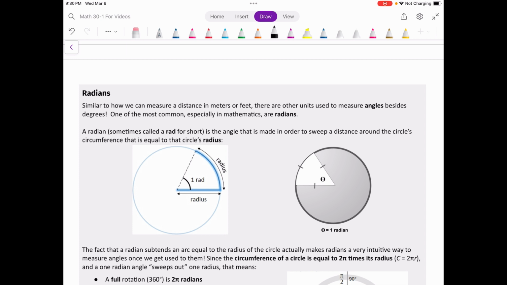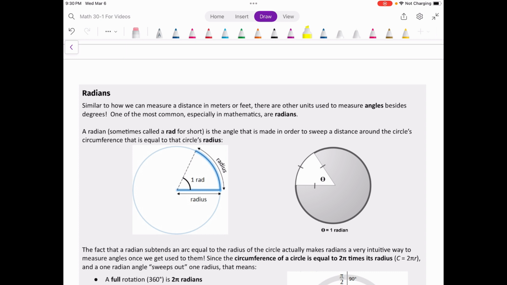But I want you to just, right off the bat, at the beginning here, understand that these are just another way to measure an angle. It's exactly how you could measure a distance in meters or in feet, right? I mean, most of us, when we're asked our height, we say something in feet and inches, right? Like I'm 5 foot 10 inches.